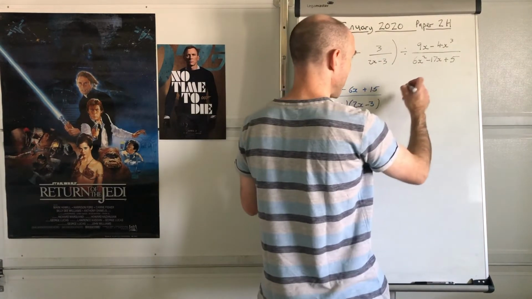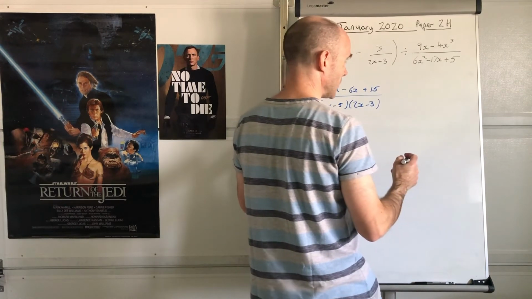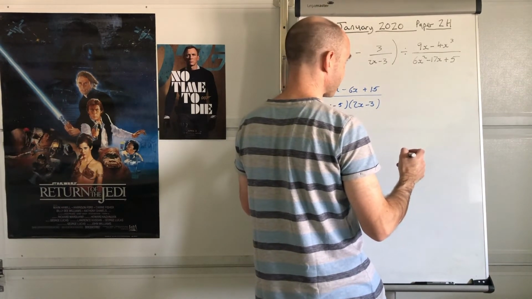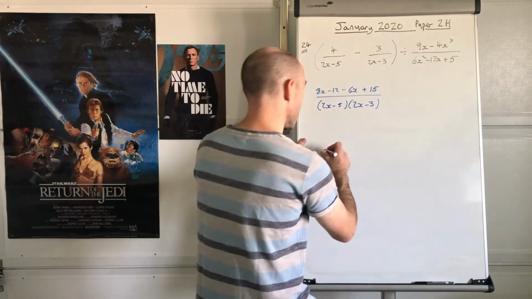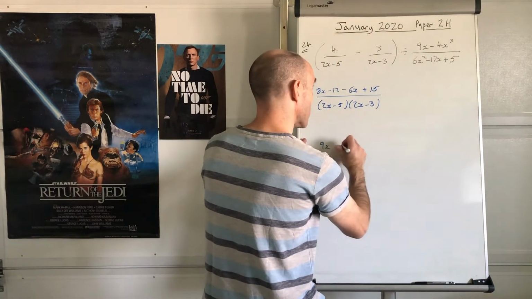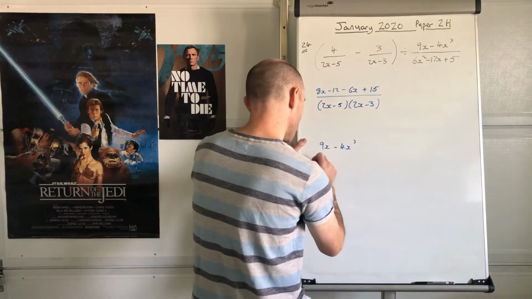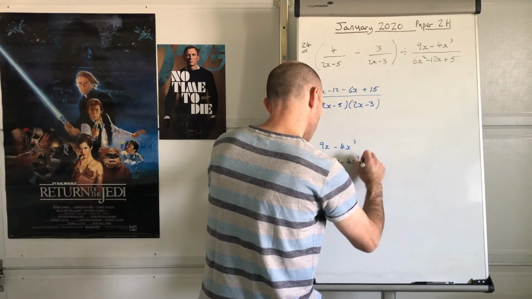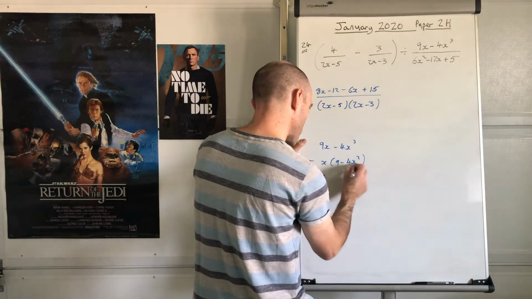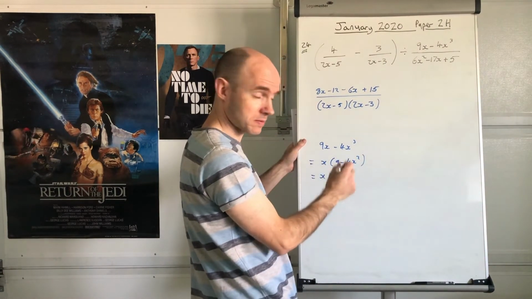And then this here. I'm going to show a bit of working down by here. Do you mind? So the 9x minus 4x cubed, I can take x out to make it 9 minus 4x squared. And then I'll notice there's a difference of 2 squares. Did you spot that? You've got to spot the difference of 2 squares.